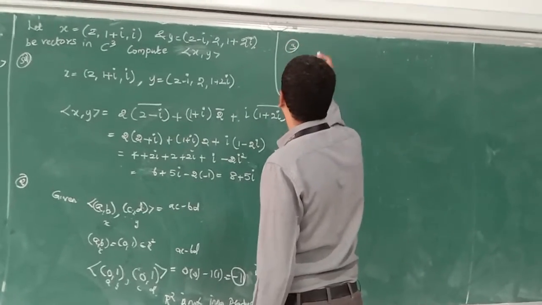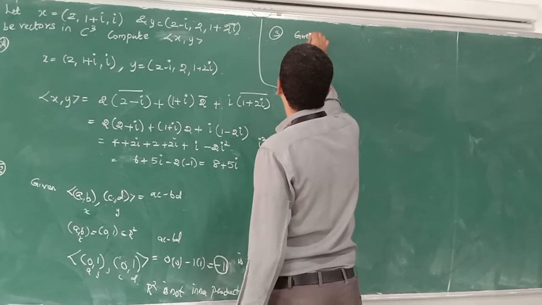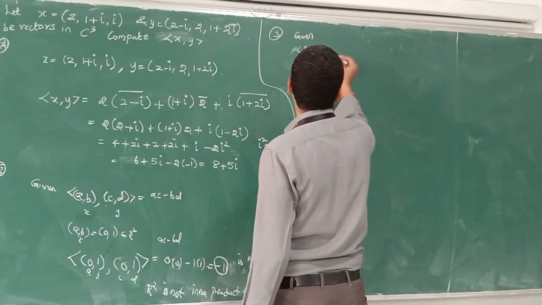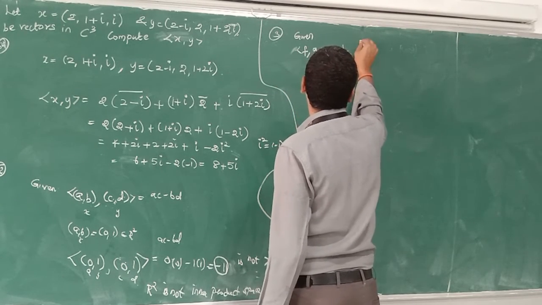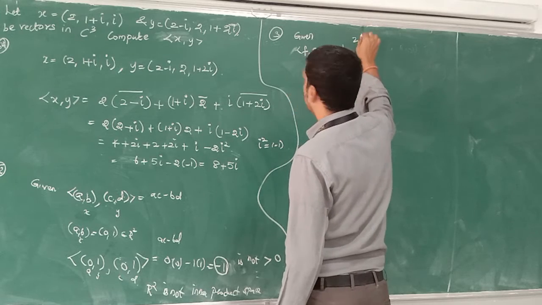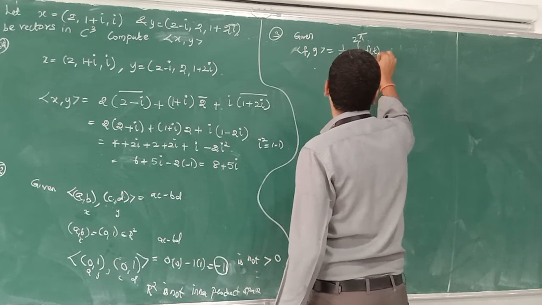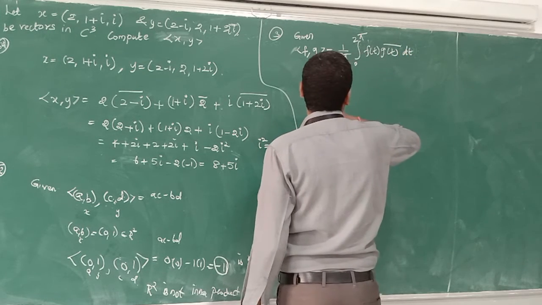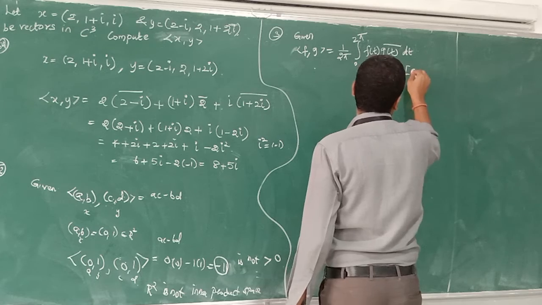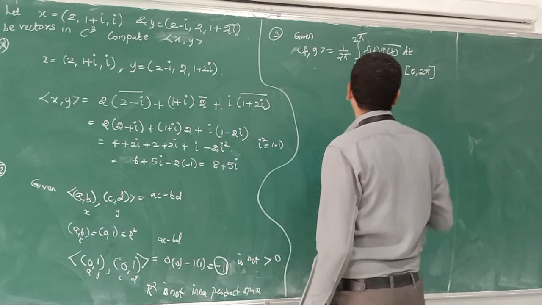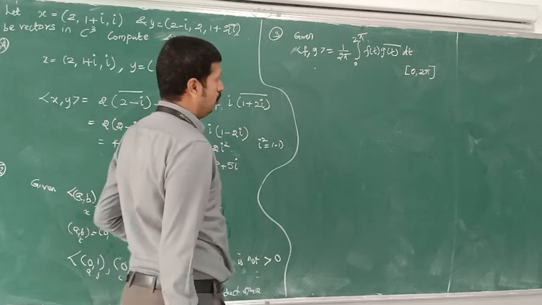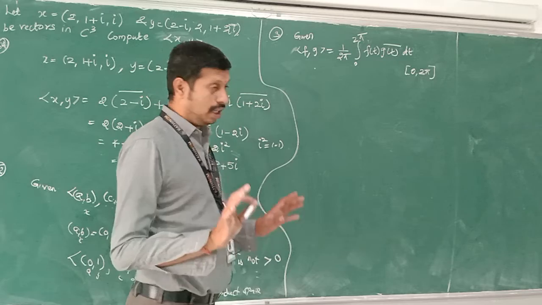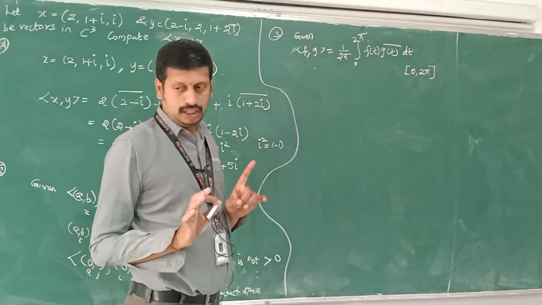The inner product f comma g is this one: 1 by 2 pi, integral from 0 to 2 pi, f of t g of t the whole bar dt. So we have to go that it is in the closed interval 0, 2 pi. It should not go beyond that. Now we have to prove three things. It is not just one property, we have to prove it in three ways.